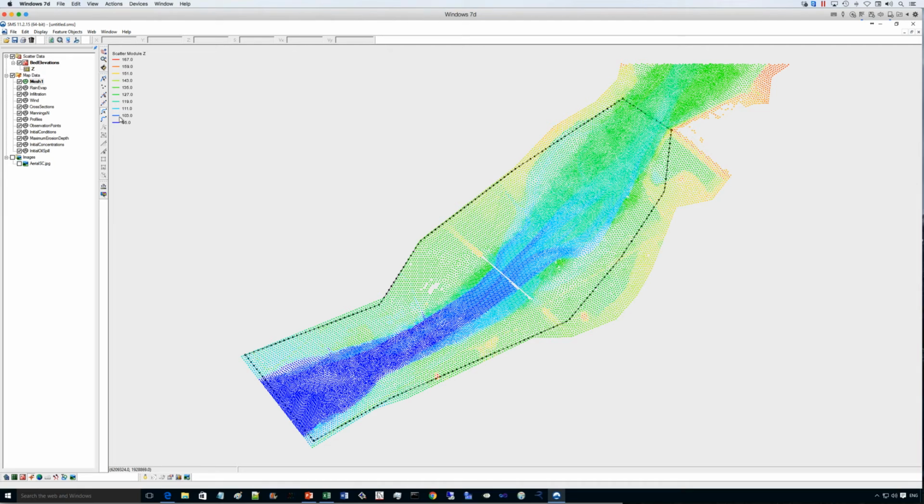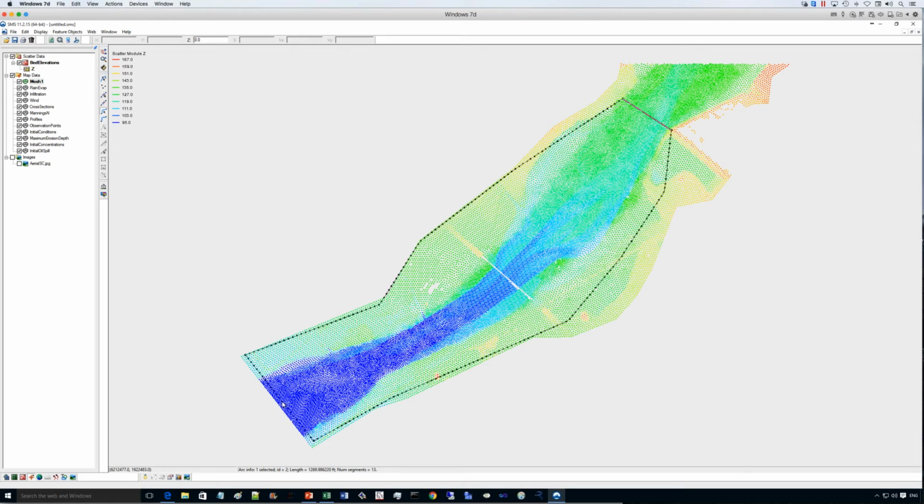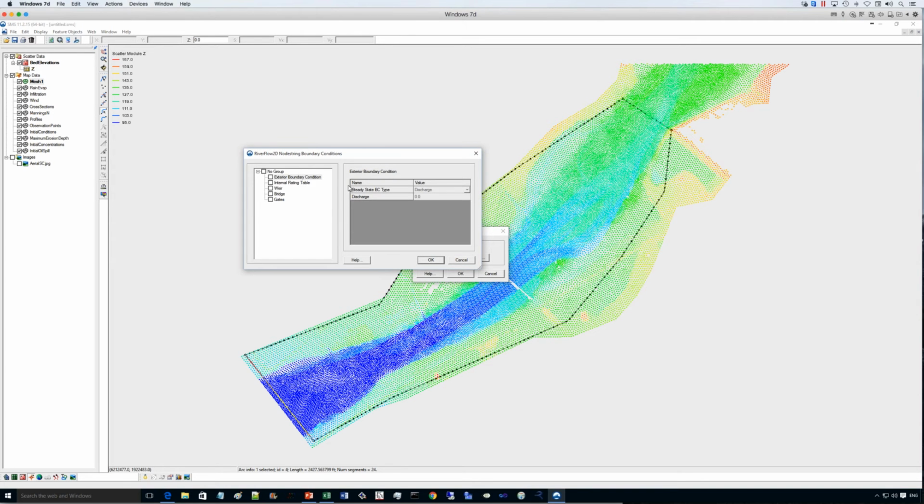Okay, now the next step is to enter the boundary conditions. Selecting the upstream boundary, I select the attributes for an external or exterior boundary condition of discharge, and I will use here a discharge of 30,000 cubic feet per second. And downstream, I will use a uniform flow condition, also an exterior boundary, with an energy slope of 0.0025.